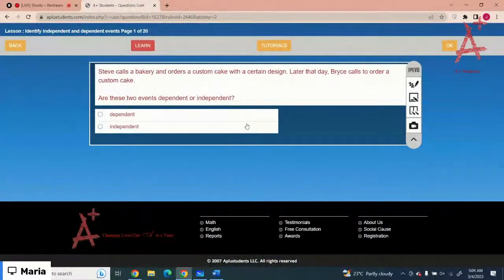Steve calls a bakery and orders a custom cake with a certain design. Later that day, Grace calls to order a custom cake. Are these two events dependent or independent? They are independent events. Got it? Because the outcome of the first event does not affect the outcome of the second event. They ordered their cakes separately. So they are independent events.